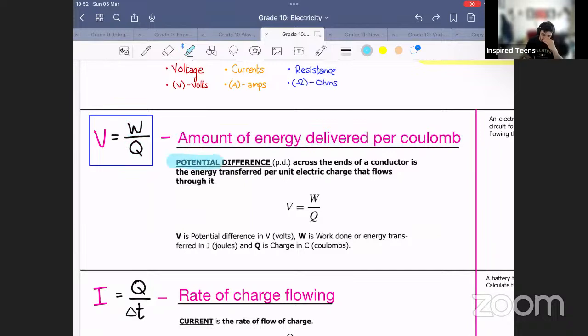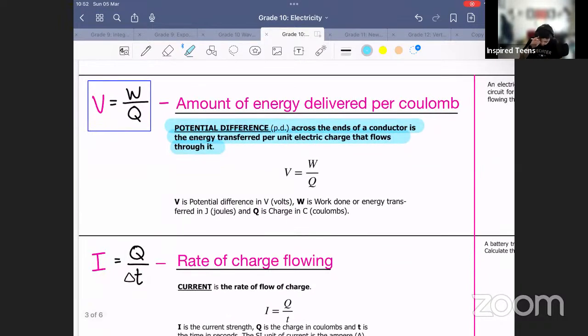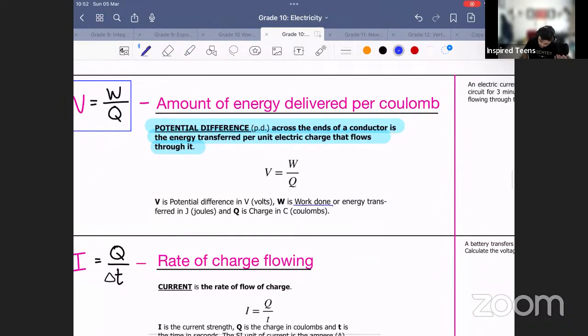Potential difference across the ends of the conductor is the energy transferred per unit electric charge that flows through it. That's just the definition again. Its formula is V equals W over Q. V is the potential difference. W is the work done or the energy transferred in joules. Please note that those are the same thing, because these are terms that you will be dealing with a lot. Work done and energy transferred are both in joules, so the units are given. Q is charge in coulombs, like we just learned in the previous section.